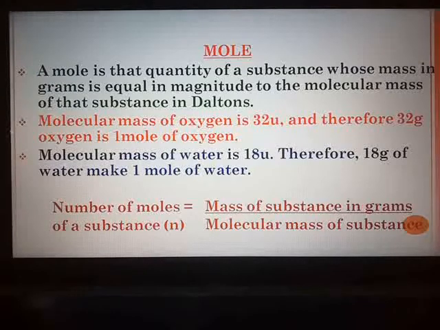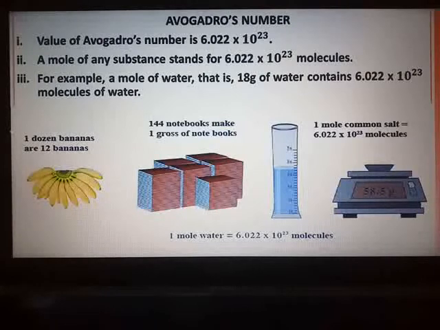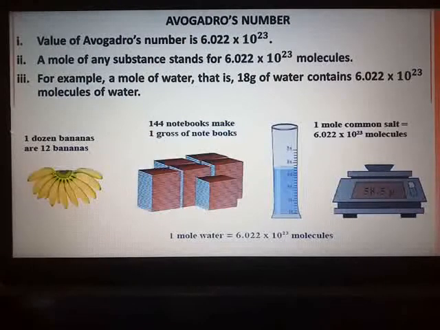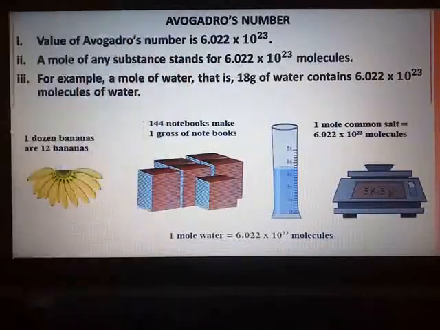And this formula I have told you, you have to remember if you have to do the numerical examples ahead. Towards the end we had seen Avogadro's number. The value of Avogadro's number is 6.022 × 10^23, and very clearly I had told you a mole of any substance means 6.022 × 10^23 molecules.